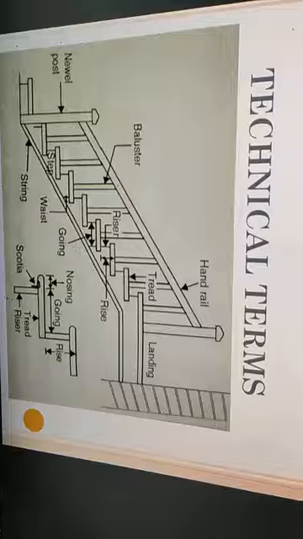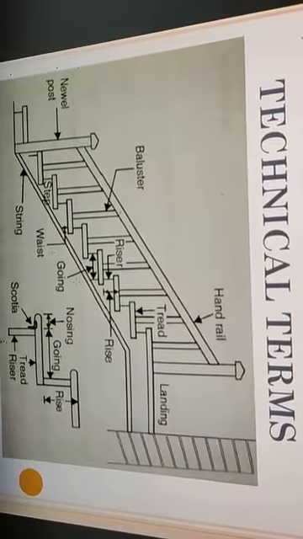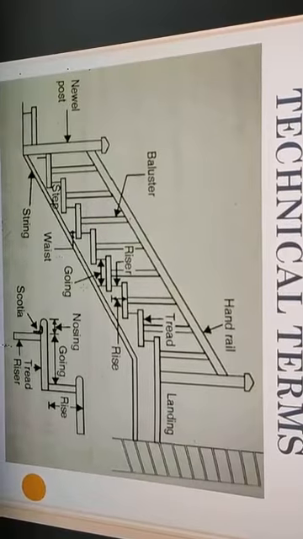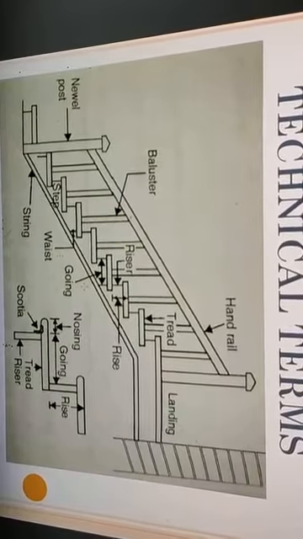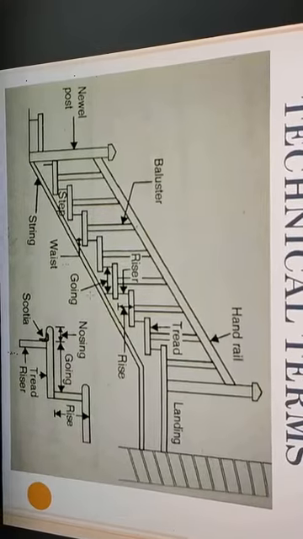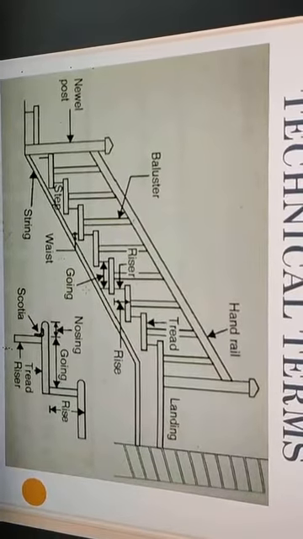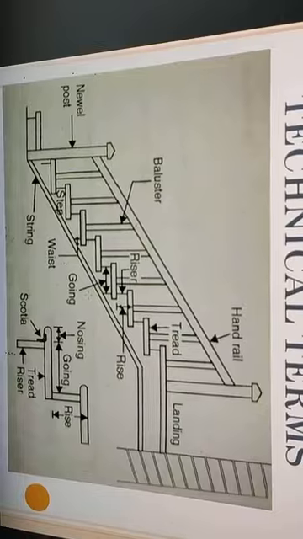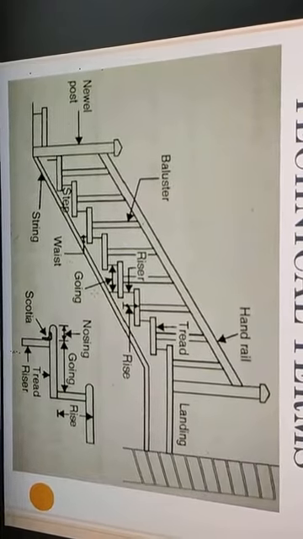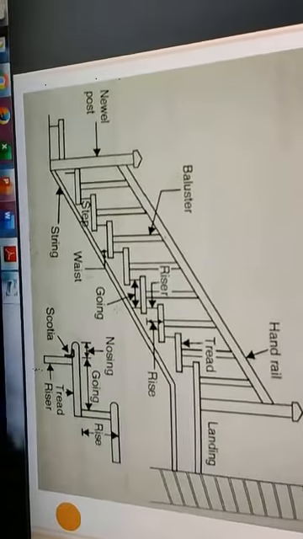Now if we move to the step dimension, the rise and going should be of such dimension as to provide comfort to the user. The going should not be less than 25 centimeter; 30 centimeter going is quite comfortable, and the rise should be limited to 10 to 15 centimeter, right? And the width of landing should not be less than the width of stair. What material of construction can we use in a stair? The material should be fire resistant and sufficiently strong.